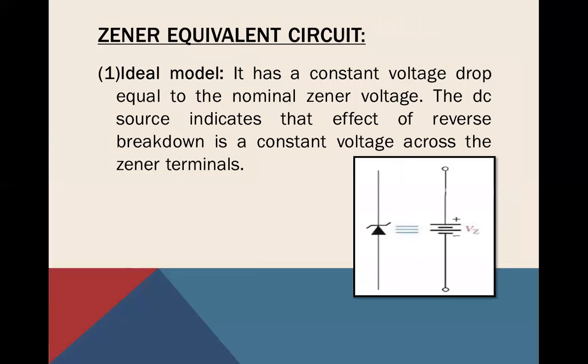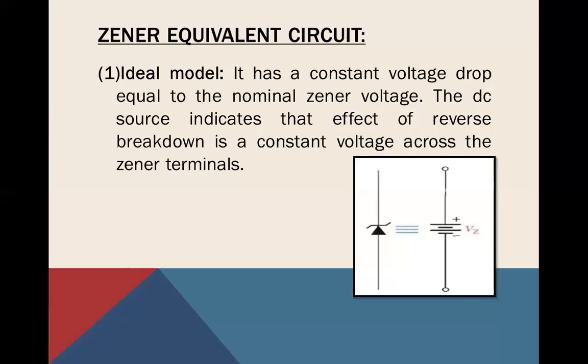Now, if we talk about the ideal and practical models of the Zener diode. In the ideal model, we can see that there is a constant voltage drop equal to the nominal Zener voltage. We can also see that the DC source in the diagram does not indicate an EMF, because the Zener diode does not produce EMF. But the DC source in the diagram indicates the effect of reverse breakdown, which is the constant voltage across the Zener terminals.